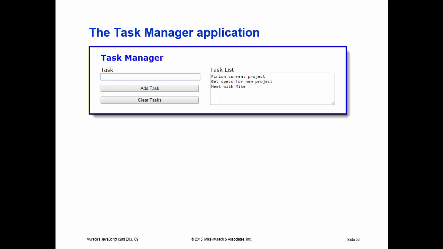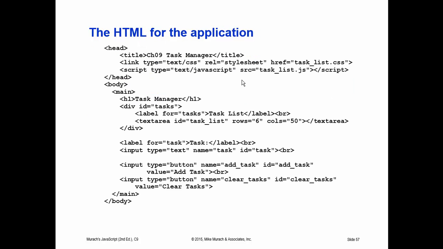So the app displays the tasks that the user adds to a task list in a text area on the right hand side of the page. As you come in and add a task and click add task, it puts it in here. When you click clear tasks, it clears this area out. So the task list in this example is stored in local storage. This means that the task list is saved when the user closes the browser tab or window. So when they reopen it, the current task list will be displayed.